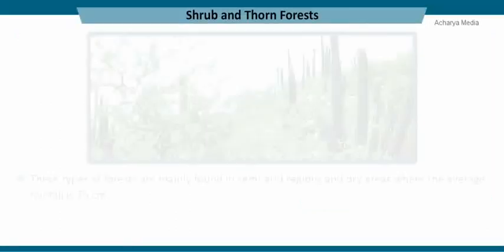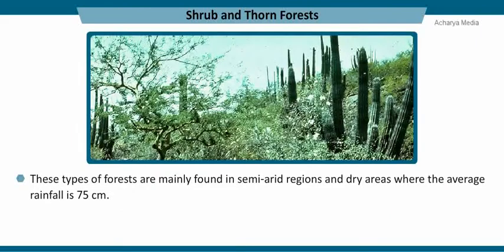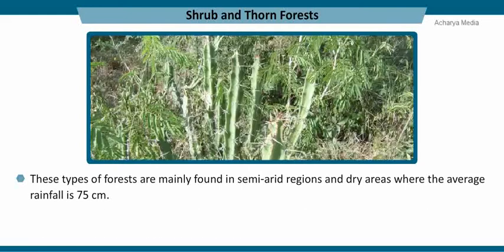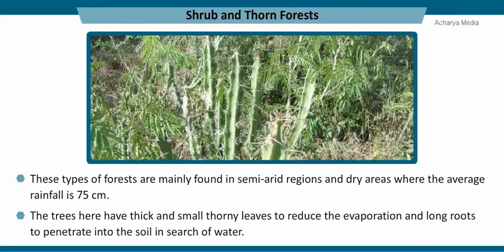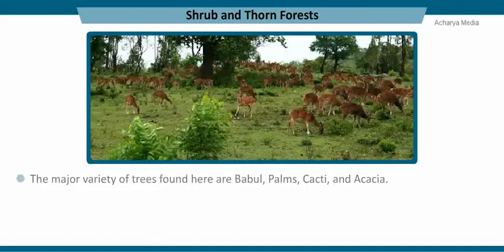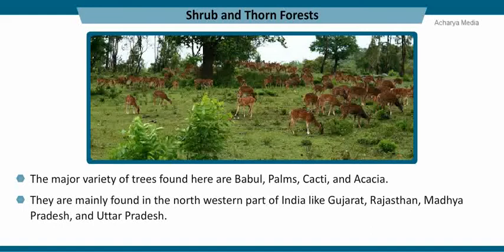Shrub and thorn forests. These types of forests are mainly found in semi-arid regions and dry areas where the average rainfall is 75 cm. The trees have thick and small thorny leaves to reduce the evaporation and long roots to penetrate into the soil in search of water. The major variety of trees found here are babul, palms, cacti and acacia. They are mainly found in the northwestern part of India like Gujarat, Rajasthan, Madhya Pradesh and Uttar Pradesh.